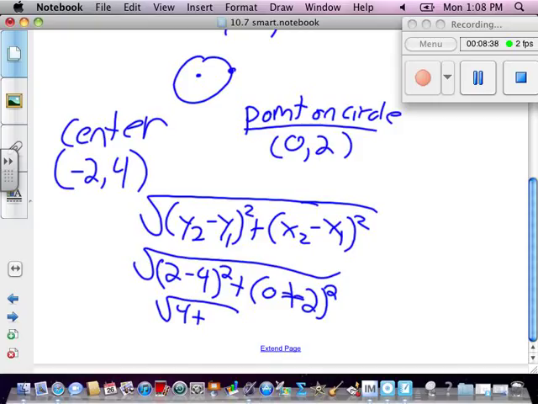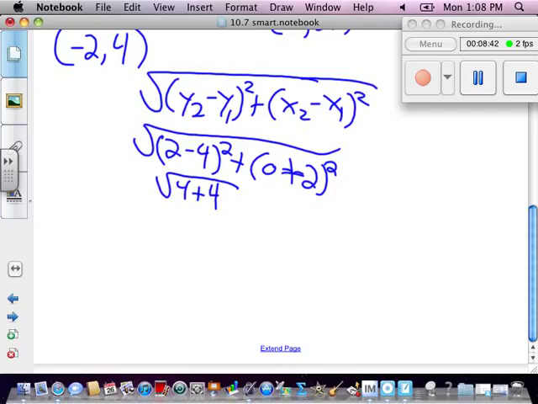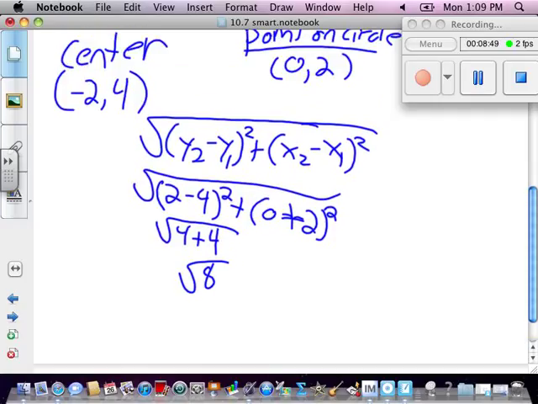0 plus 2 is 2. 2 squared is 4. What's 4 plus 4? So let's just leave it as the square root of 8. Okay? And now we have to put it in that form. Remember that form is x minus h squared plus y minus k squared equals radius squared.